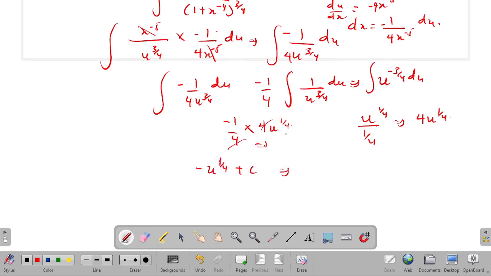What is u? u was 1 plus x to the power negative 4, right? So we simply have negative (1 plus x to the power negative 4) to the power 1 over 4, plus c.